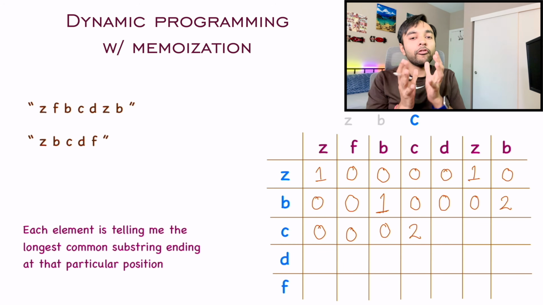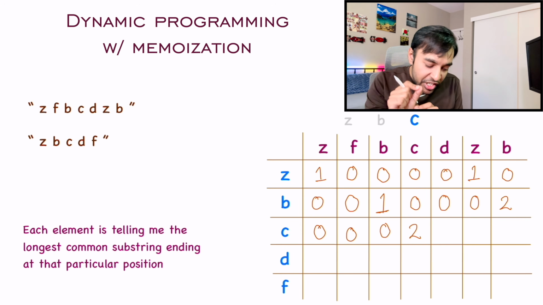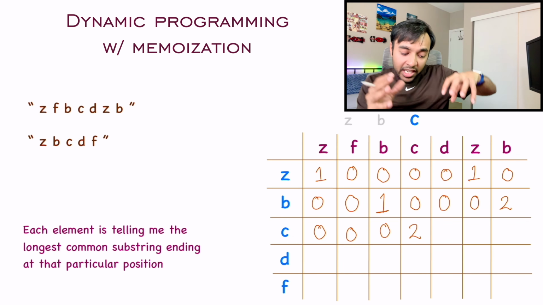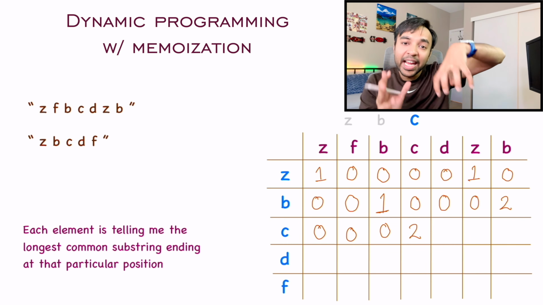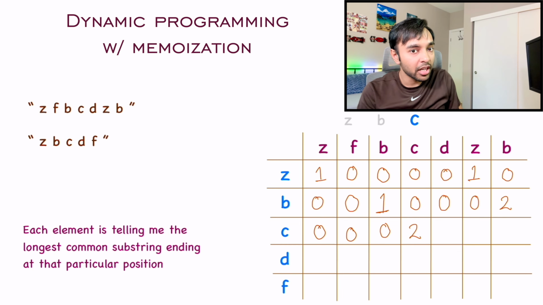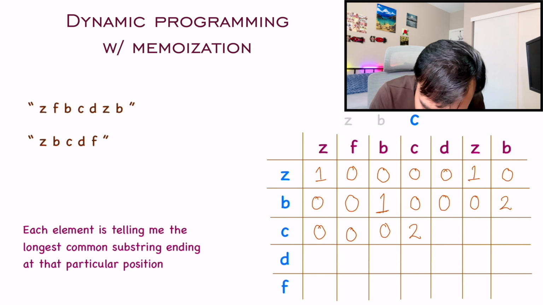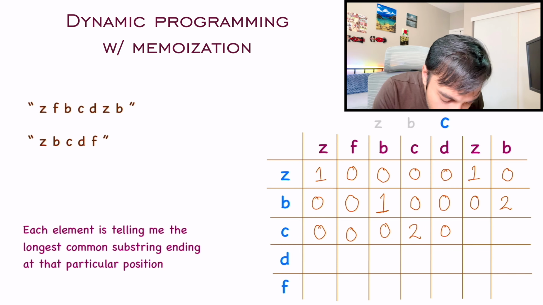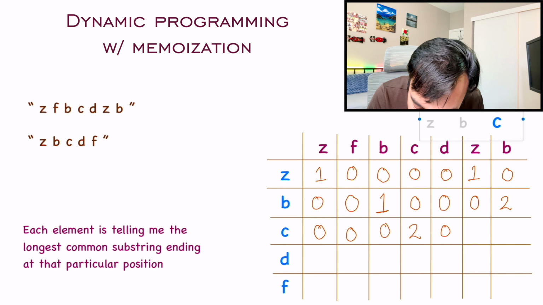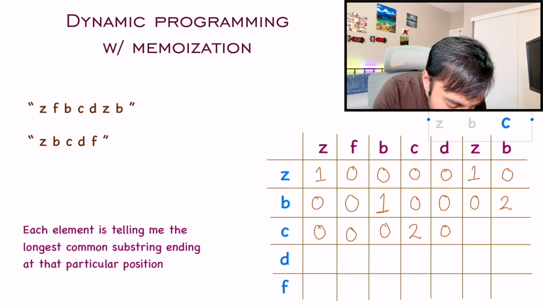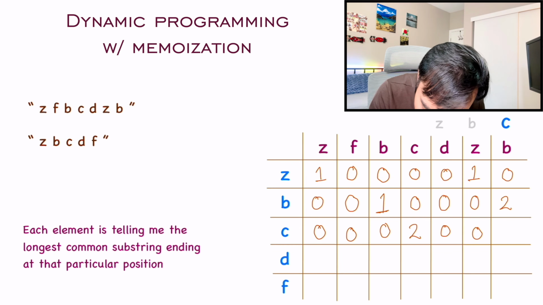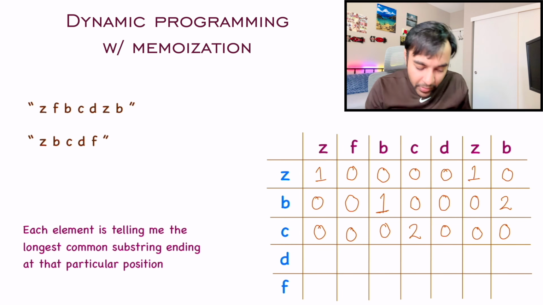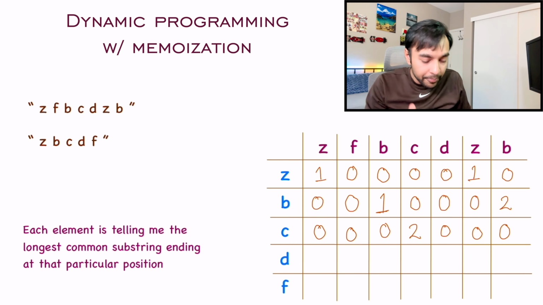So technically, what is this matrix telling me? Each element of the matrix is telling me the longest common substring ending at that particular position, right? Now keep moving ahead. C and D do not match, so I will write down a 0 over here. C and Z do not match and C and B will also not match. So at both of these positions, I will once again write a 0.